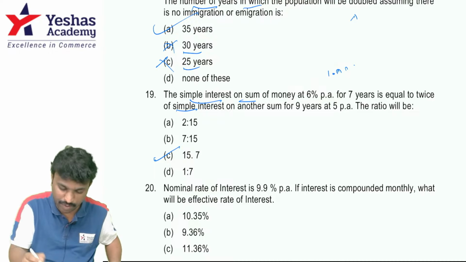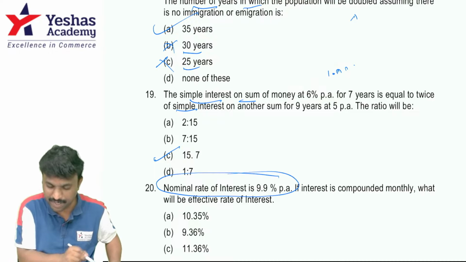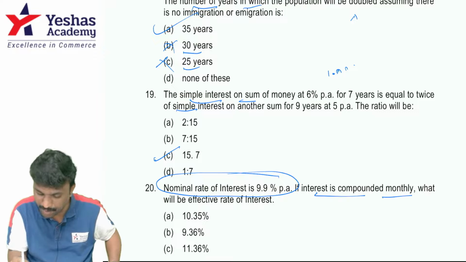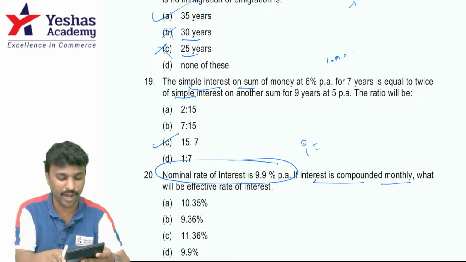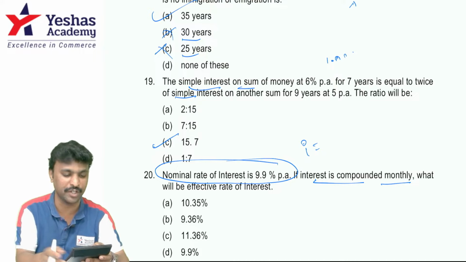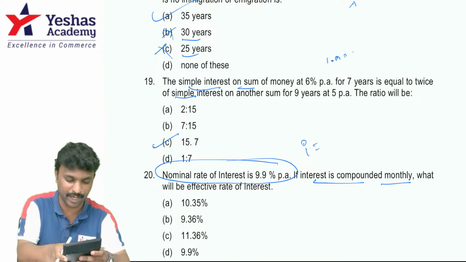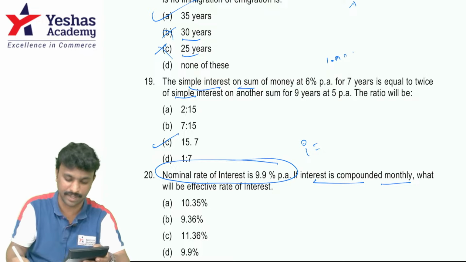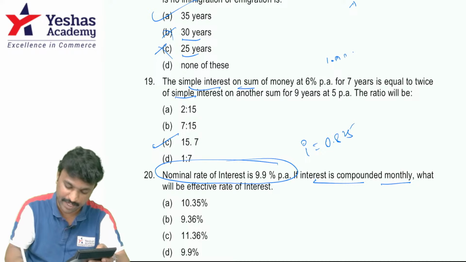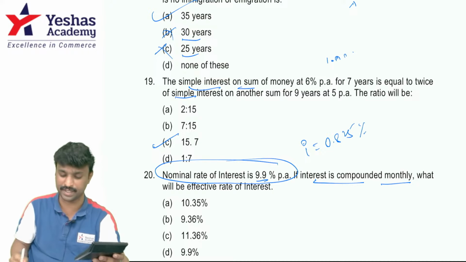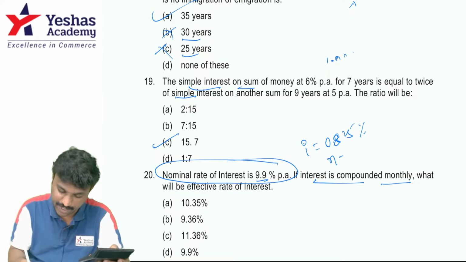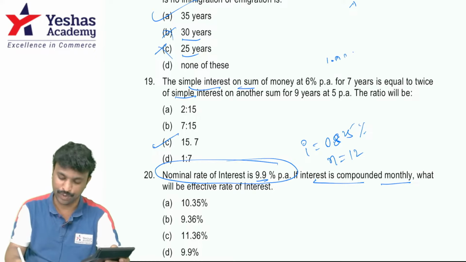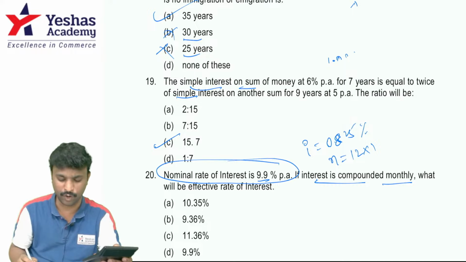The nominal rate of 9.9% per annum is given. The interest is compounded monthly. What is it for per month? 9.9 divided by 12 we should do, that gives us 0.825. It is still a percentage because it is 9.9%. Now what is n? It is 12 into the number of years, which should be taken as 1 if not mentioned.